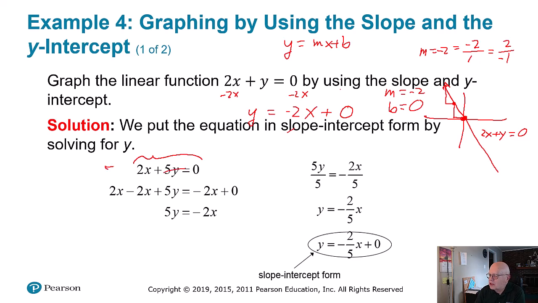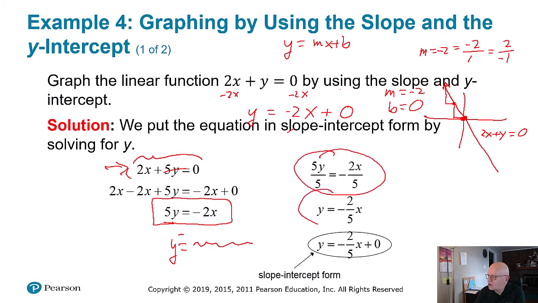So here's our equation. Solve it for y. Get the 2x out of the way, subtract the 2x. We end up with 5y equals minus 2x. That's good, but not good enough. We want it in slope-intercept form. We want y equals whatever. So we'll divide both sides by 5 right here. And there's our slope-intercept form. Don't see the intercept? Just like I said before, it must be a 0 then. So here's the y-intercept. Here's the slope. So we can graph this one.